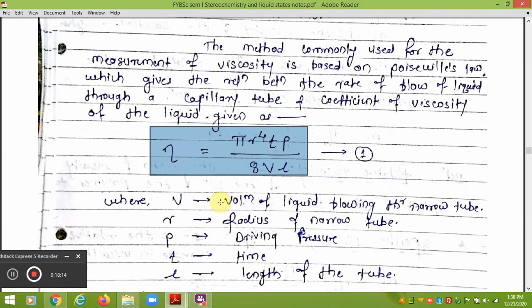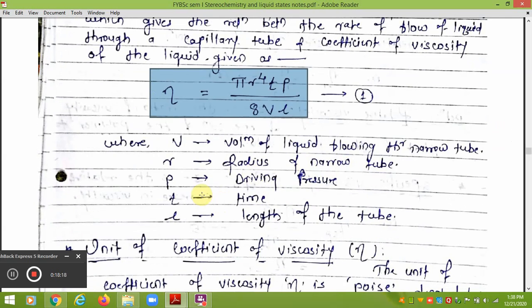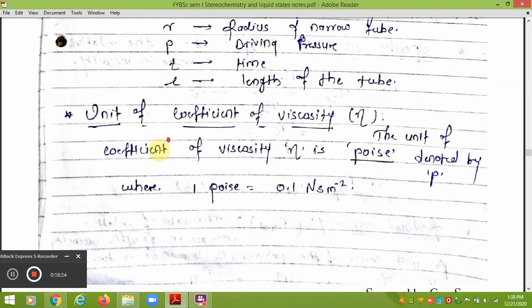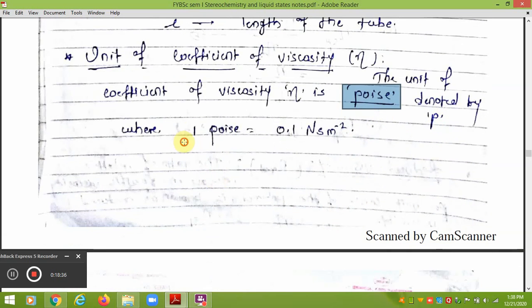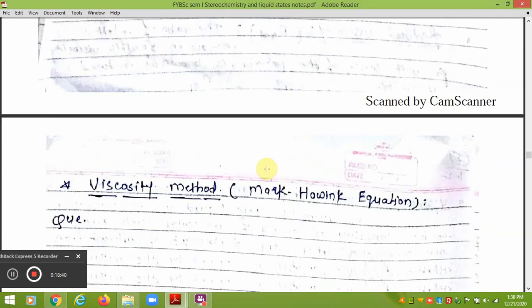Here v is the volume of the liquid flowing through the narrow tube, r is the radius of the narrow tube in the capillary, p is the driving pressure, t is the time, and small l is the length of the tube. The unit of coefficient of viscosity, eta, is simply the poise. So this is the unit of viscosity, or the coefficient of viscosity, indicated by P, and 1 poise is equal to 0.1 Newton second per meter square.